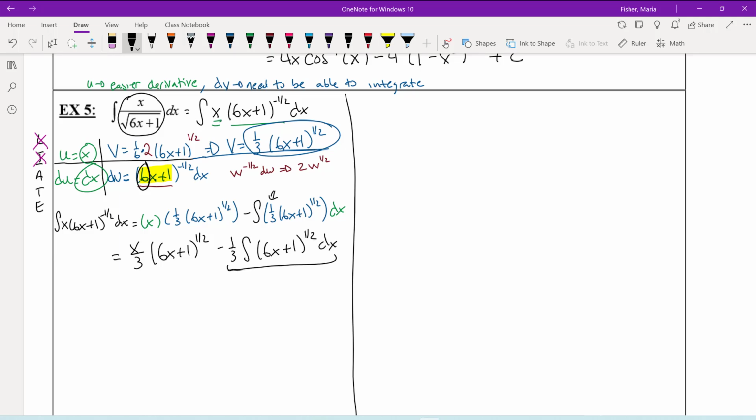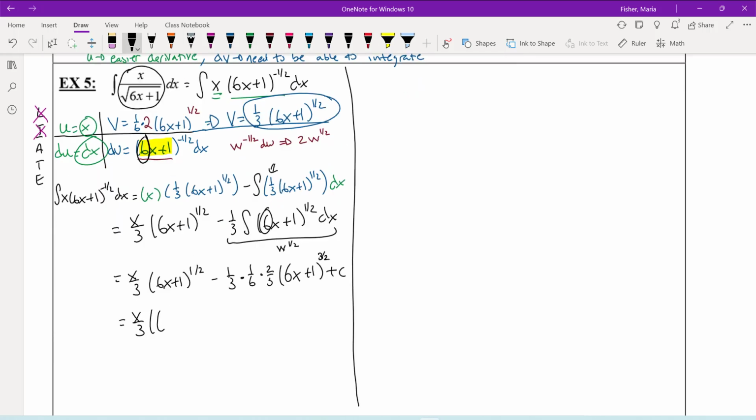Well, can we integrate this? Yeah, if we need to use a u sub, we can. But remember, it's basically just a w to the 1/2 power. So if we were thinking of it that way, we know it would be times the reciprocal of that, 1/6, w, which is 6x plus 1, raised to the 3/2 times the reciprocal of 3/2, which is 2/3, still plus C. Cleaning this up, we end up with x over 3 times (6x plus 1) to the 1/2, and this becomes 1 over 27 times (6x plus 1) to the 3/2 plus C.